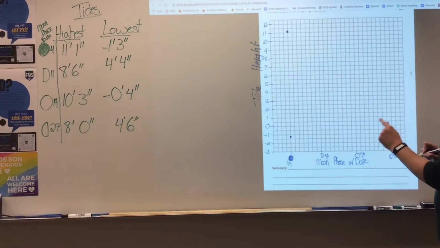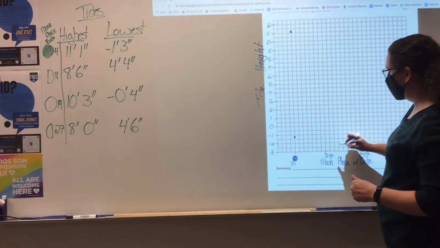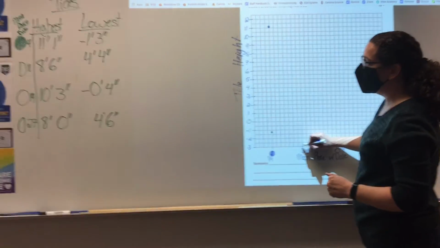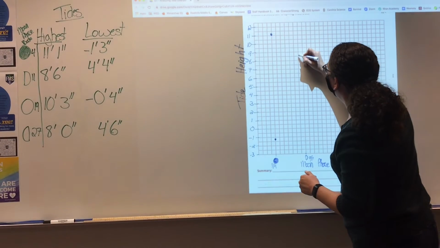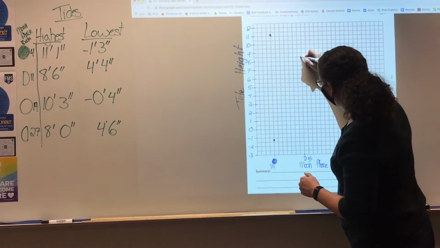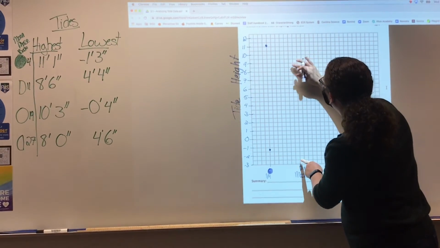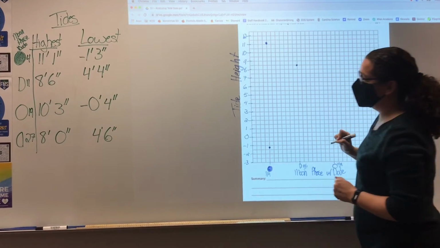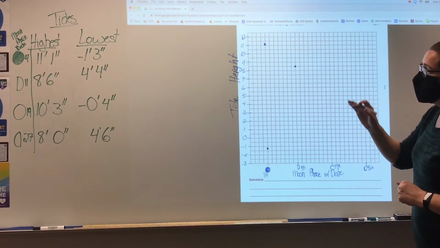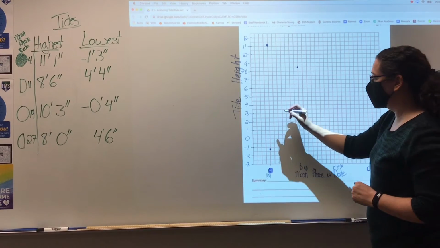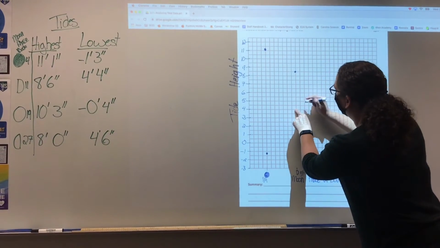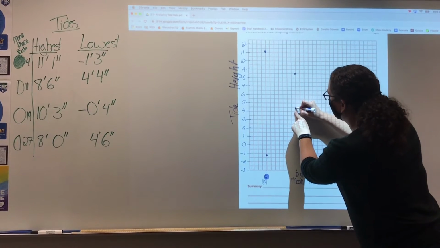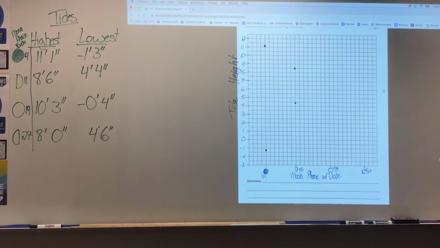Now, moving on to my first quarter moon. My highest tide was at 8 feet 6 inches. So I go up to 8 feet 6 inches, and I place a dot there for my high tide. My low tide was not very low at this point. It was only 4 feet 4 inches. So it's going to be right here, just below 4.5.